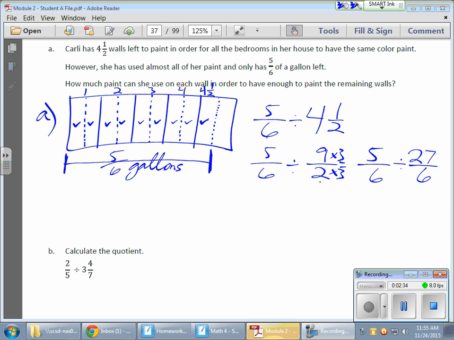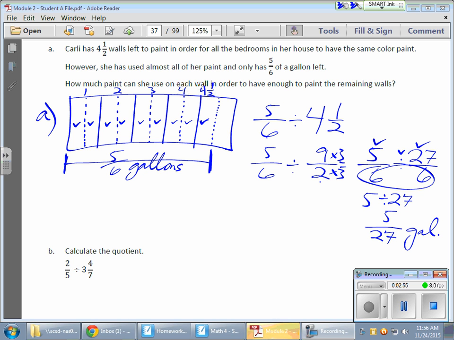I wind up with 27. And since my denominator is the same, I only have to divide my numerator. So this becomes 5 divided by 27, which as a fraction looks like this. So 5/27 gallons of paint she needs to use on each of the remaining walls.